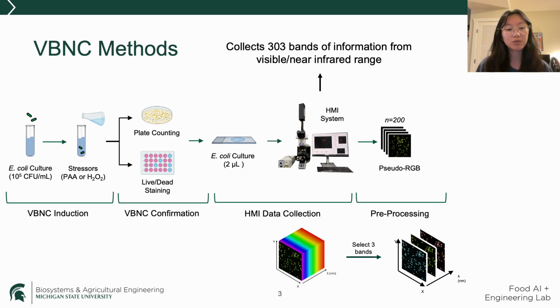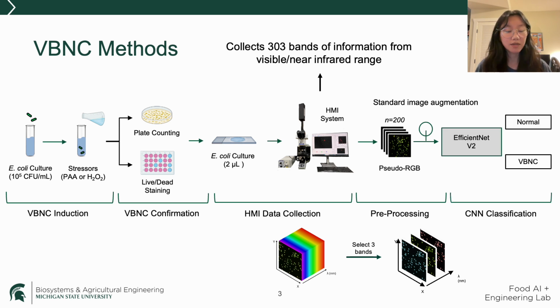Then, after all the data was collected, I pre-processed it by selecting 3 out of the 303 bands, which are the most important bands, to create pseudo RGB images that were then augmented and then sent into EfficientNet v2, which is a deep learning model that classifies between the normal and the VBNC cell images.